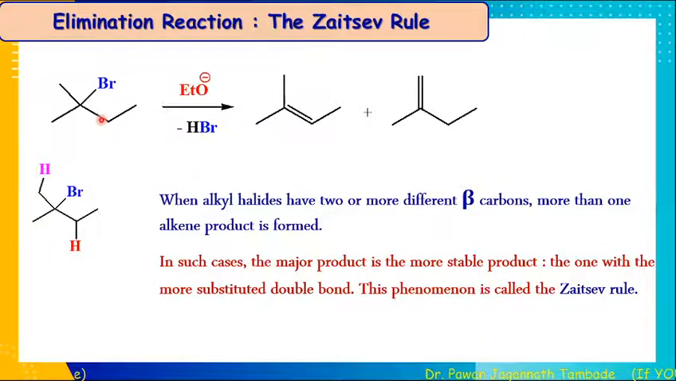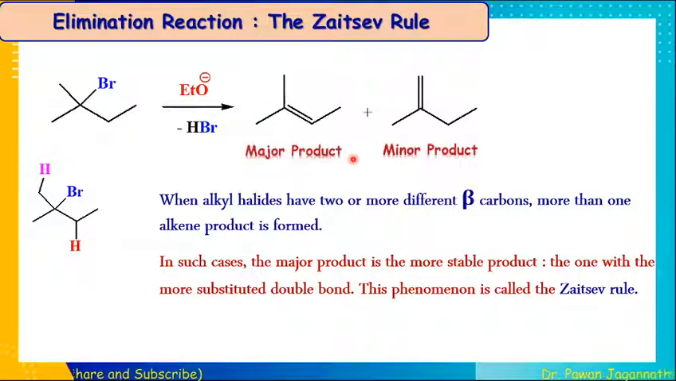For example, in this case, these two products are anticipated. This is alkene and this is also alkene. But if you look at these two products, this is the more substituted alkene. There are three alkyl groups present across the carbon-carbon double bond, and this is the less substituted alkene. In this case, only two alkyl groups are across the carbon-carbon double bond. So this compound is obtained as a major product and this is obtained as a minor product. This rule is called Zaitsev rule.